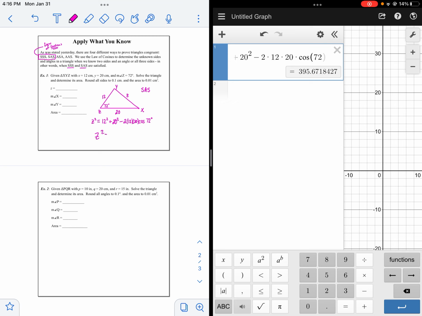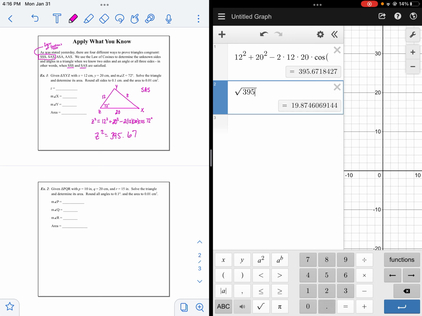So I know that z squared equals 395.67. And so the last thing to do then, don't leave it as that, and you should realize, wait, a side length can't be 395.67 if the other sides are 12 and 20. So now I've got to take the square root of 395.67, and I get about 19.9. So z is about 19.9 centimeters. Right? I think it was in centimeters. Yes, 19.9 centimeters.